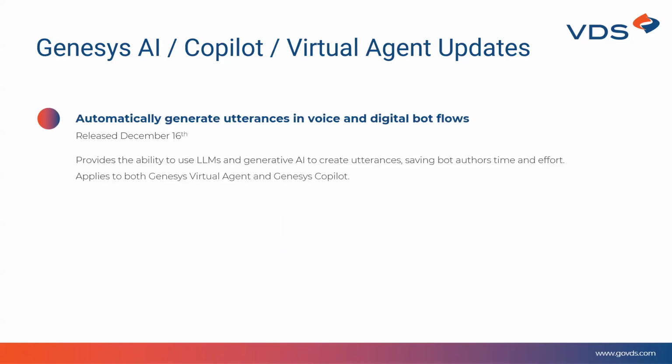And then finally, on December 16th, the ability to automatically generate utterances specific to Agent Copilot and virtual agents for voice and digital bot flows was also released. With this release, you can use generative AI and large language models to create utterances. Flow authors would create intents and descriptions, but instead of having to input multiple different utterances, this feature alleviates that need and allows the system and AI to use NLU and LLMs to build out those utterances. So again, another very helpful release, specific to Genesys Virtual Agent as well as Genesys Copilot.